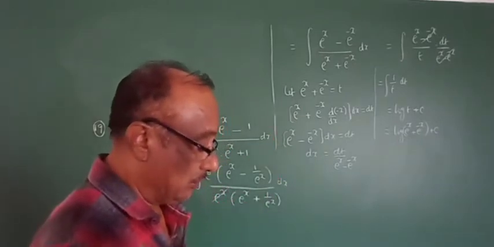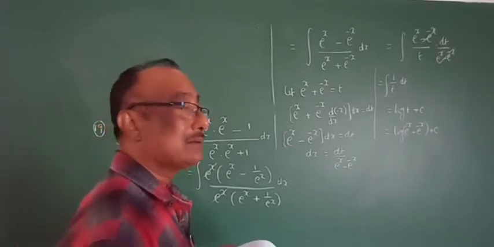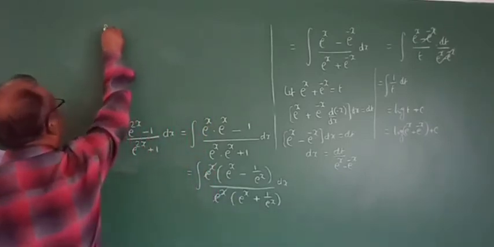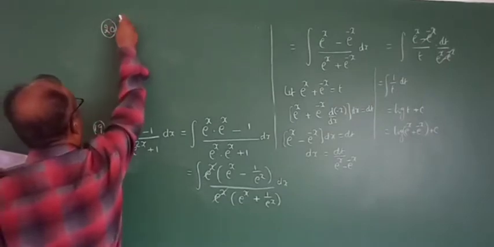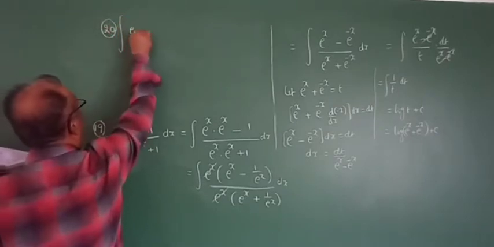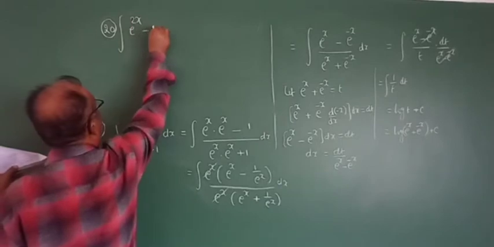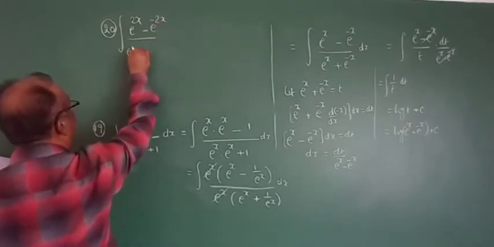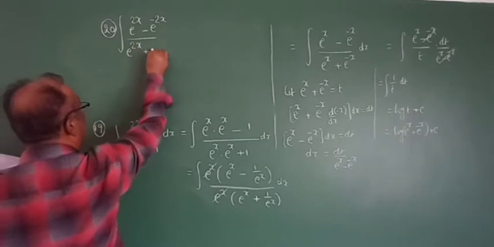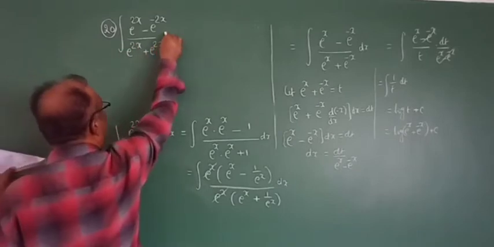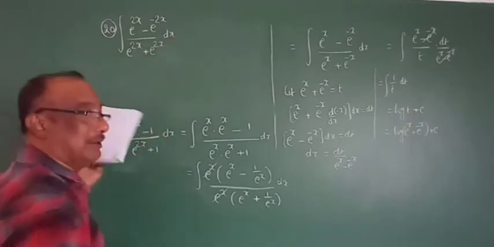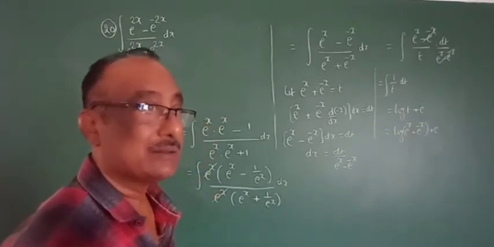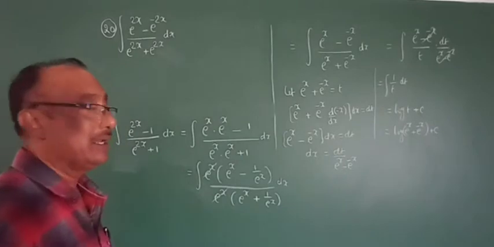Right, go through the 20th problem, same model. Integral of e power of 2x minus e power of minus 2x by e power of 2x plus e power of minus 2x. Right, same model. Denominator, let it be t. We get the answer first.